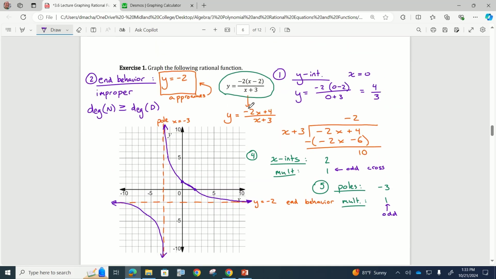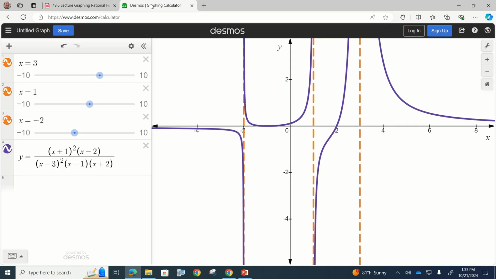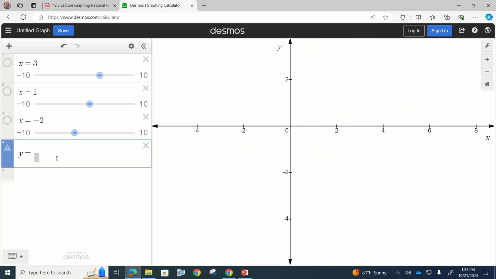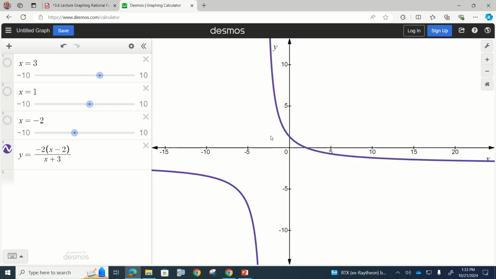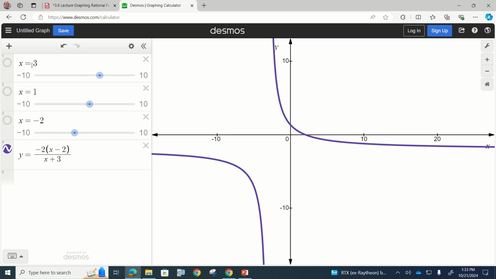And maybe before we move on, we can check our work really quick. So here's how we check our work. I'm going to plug in the original function into Desmos, which is going to be y equals -2 times x minus 2 over x plus 3. And let's see if we did this correct.